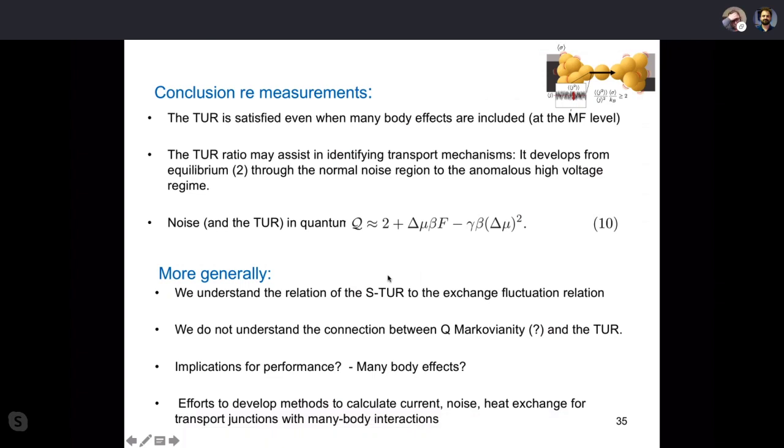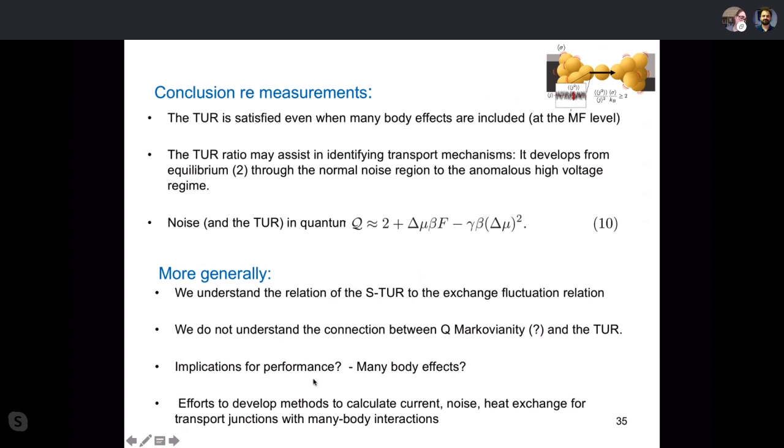And then more generally, just concluding my talk, I guess I'm just on time. I tried to convince you that this standard tool, as I refer to it, we can actually understand its origin based on the exchange fluctuation relation, and violating it is also quite interesting because you can try to get into the dynamics and understand the probability distribution function. We don't really understand the connection between Markovianity, or whether it's even quantum Markovianity, and this tool. Of course, there are implications for performance. Many body effects here, we took them only in a mean field manner.